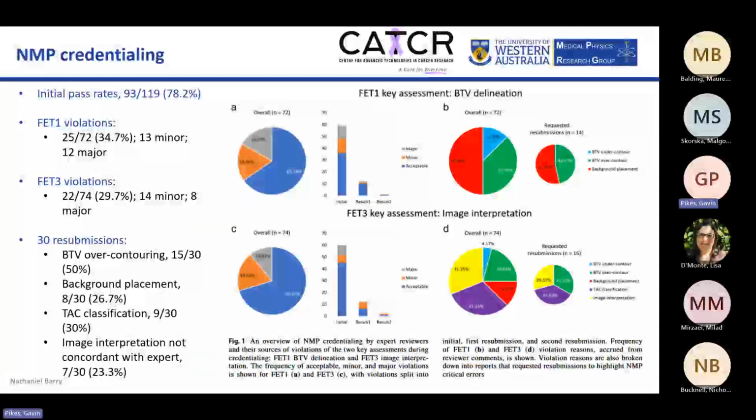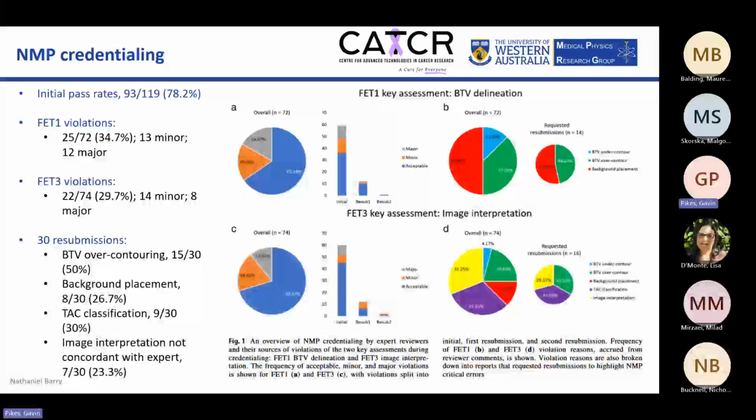So this summarizes the central review process and the results that came from that. The initial pass rate was 78%, and then through resubmissions, all cases were subsequently passed. Minor and major violations were noted for both FET1 and FET3 key assessment criteria. And then in conclusion for all this summary, the main thing we want to look at is the resubmissions and the reasons why clinicians were told to go back and redo their contours.